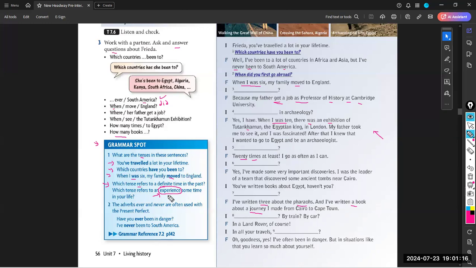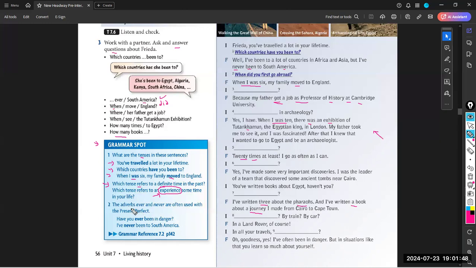Why? Because it's just like saying, how many times did you do that? How many times did you visit this country? How many times have you tried, for example, this game? How many times have you tasted this kind of food? So the present perfect, as I told you, is called the verb of experience because maybe I want to do it once, twice, 3 times, 4 times.